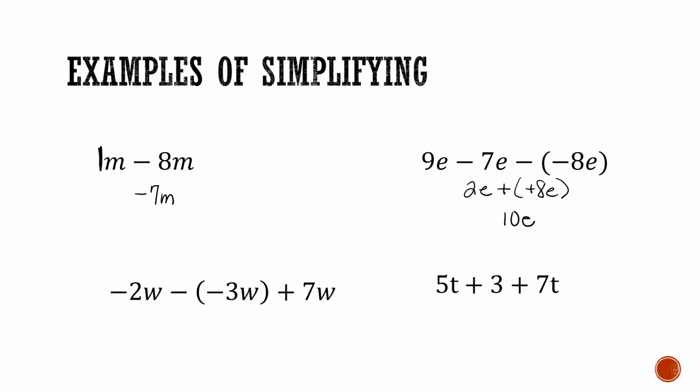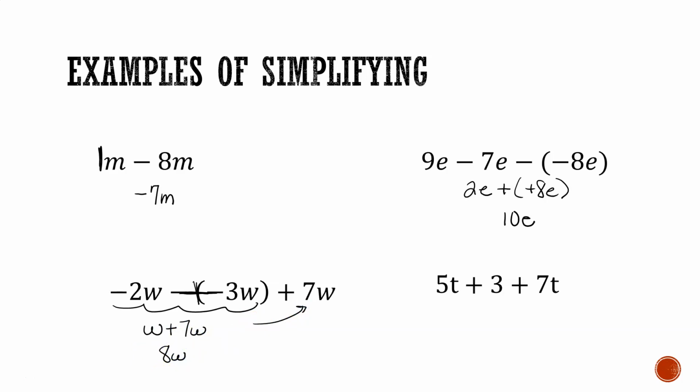Same with the next one. Let's take this piece first. Negative 2w minus negative 3w, this becomes one giant plus sign. So negative 2 plus 3 is 1. So you have w plus 7w when you add that on. So we have 8w.